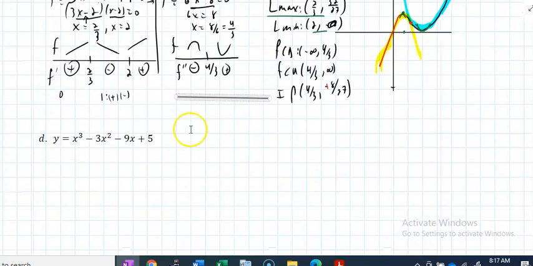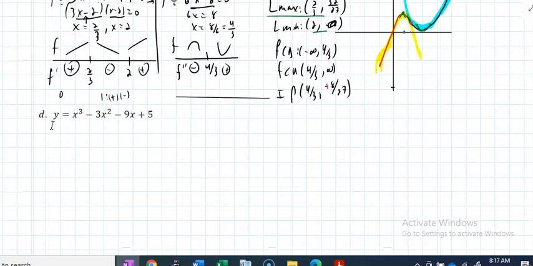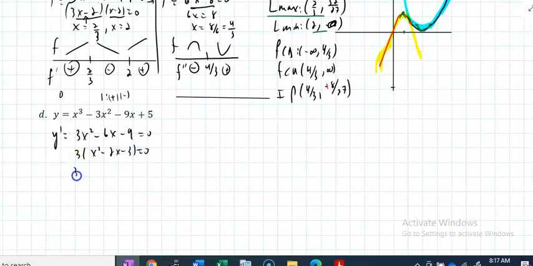And if I get to the next problem, if I take a derivative, that's 3x squared minus 6x minus 9. Where does that equal 0? Factor a 3 out. Do my testing.